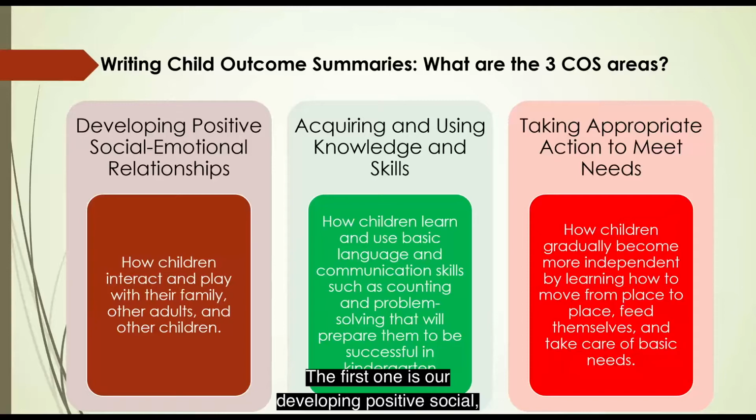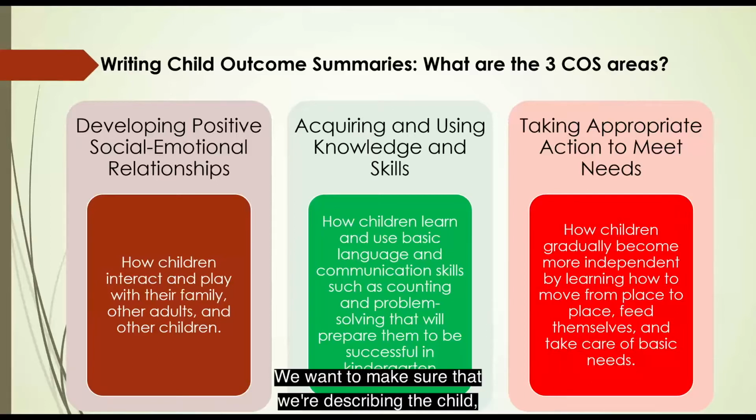The first one is developing positive social emotional relationships. So how children interact and play with their family, other adults, other children, things like that. Second is acquiring and using knowledge and skills, and how children learn and use basic language and communication skills, how they're showing us what they understand, using words to communicate their knowledge, things like that. And the last is taking appropriate actions to meet needs, which is how children gradually grow in their independence, how they're moving around, how they're feeding themselves, a lot of those self-help skills, and using communication to get things that they want and need.